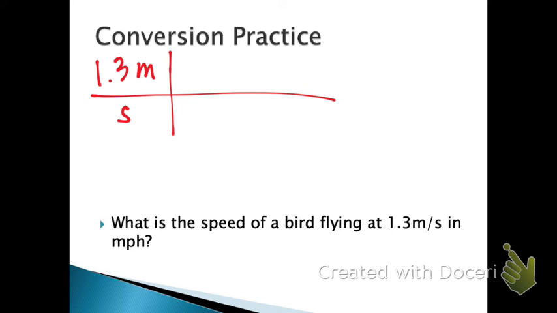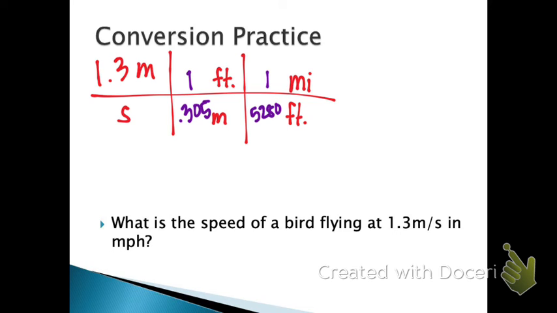So I'm going to go meters to miles first. So meters to feet to miles. Right? I'm going to do that conversion first. So we said that 1 foot is 0.305 meters, and 5,280 feet is in 1 mile. I'm not going to do the math yet. I'm just going to sit right there for a second.